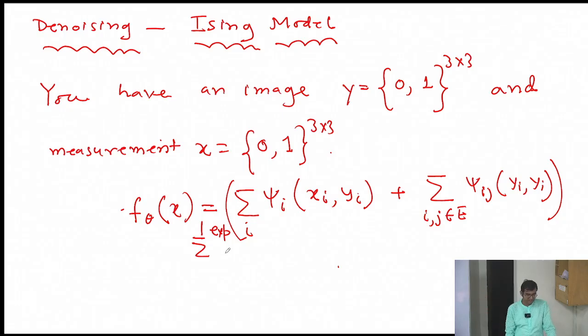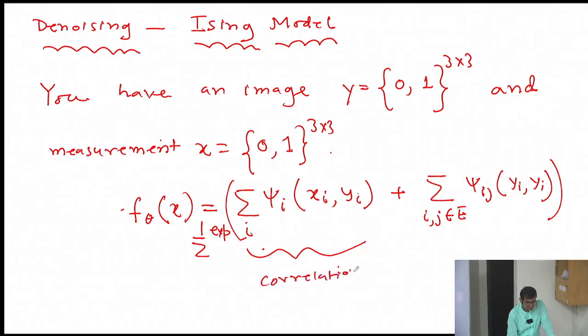Now I need to define this thing. What are psi_i and psi_ij? These are like potentials. What is psi_i(xi, yi) saying? It is basically tracking that xi and yi have some correlation. At the same pixel location, what you are measuring and what is the actual value have some correlation. That's what it is tracking. So this is the correlation between x and y at i.